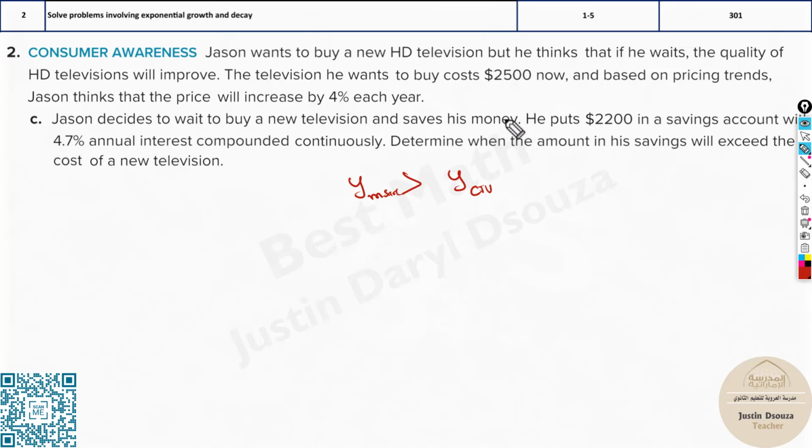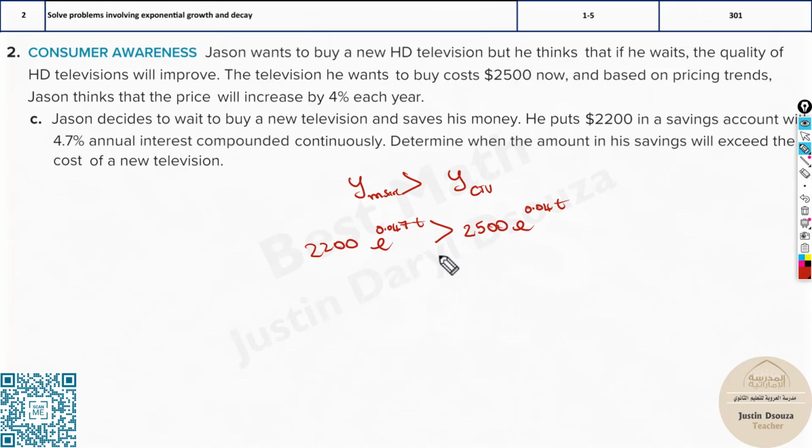Let's write the equation over here. We know this equation was y equals a, the initial cost 2,500, e to the power 0.04t. When will this be greater than 2,200, the initial amount which he is depositing, e to the power, what is 4.7? It'll be 0.047 times t. You can put it in the calculator directly and get the answer. In topic 1, we have already solved such things. You can solve it directly in the calculator, just make this inequality an equality.